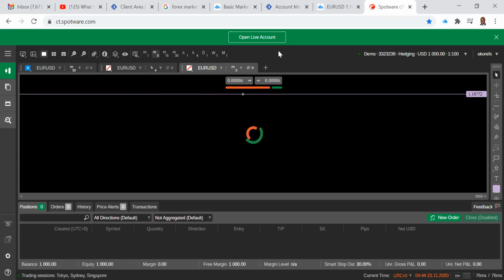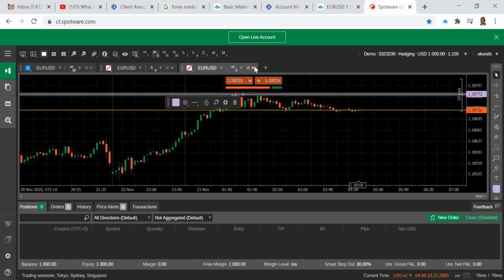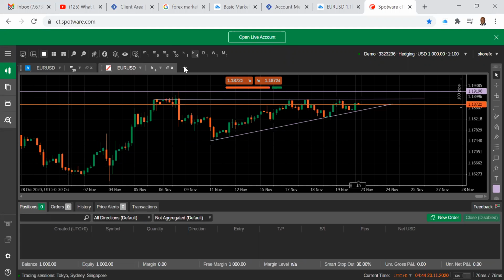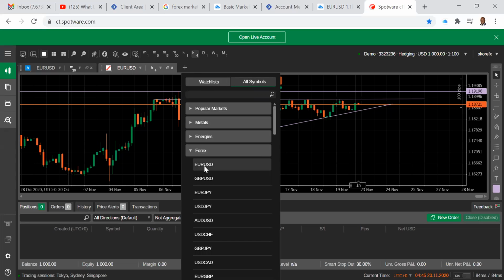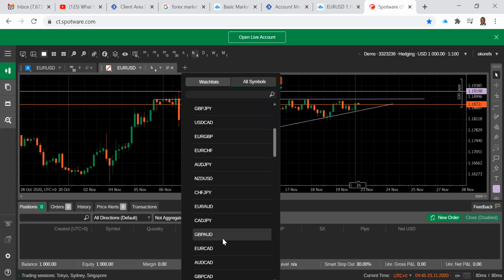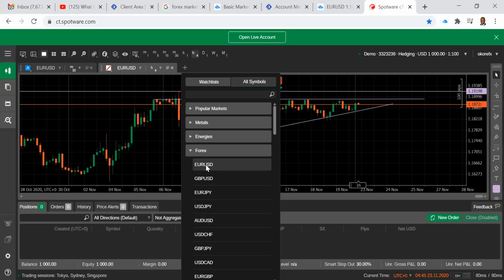So now that I've opened a new demo account, I will also go ahead and have new charts. I have a 30-minute chart here. I have another 4-hour chart here. If you click on this plus sign here, it gives you a chance to create another chart. You click on it and you get all these watch lists: popular markets, metals, energies, Forex. You click on Forex, and then you have an option of all the charts you can pick. You can pick GBP USD, Euro, Japanese yen, Australian dollar, and many, many more. But as a strategy, I only use one pair, and my pair is Euro USD. So you click on Euro USD.